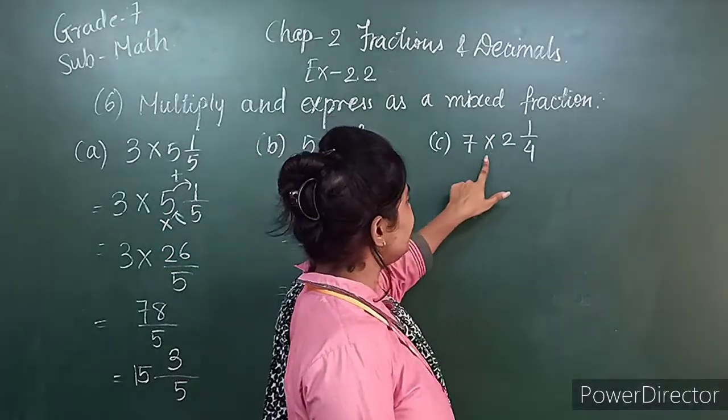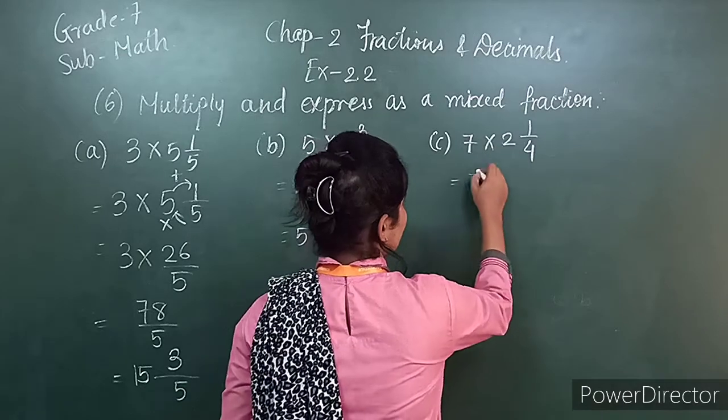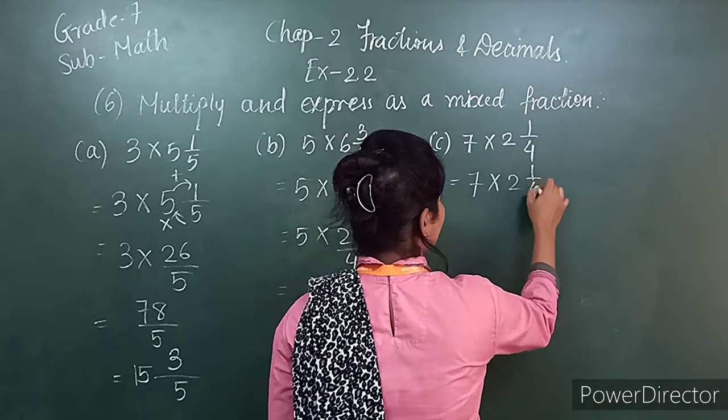Now the third one, 7 into 2 1 by 4. So 7 into 2 1 by 4.